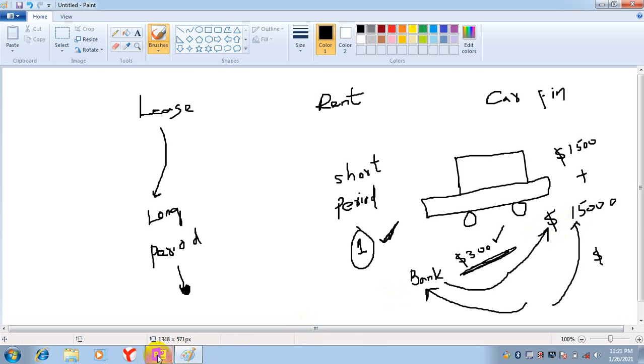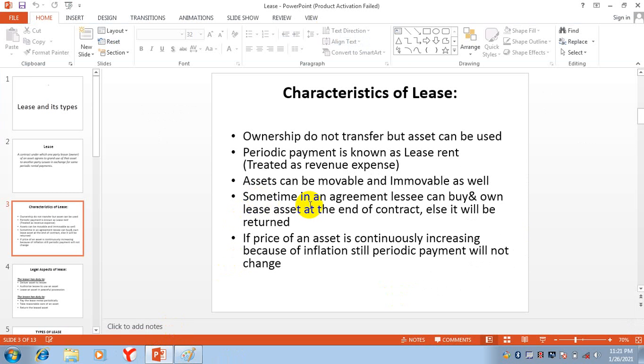Now here he's talking about this thing: sometimes in an agreement, the lessee can buy and own the lease asset. He's buying the asset and using the car, and at the end of the contract the car belongs to the customer. Else it will be returned, but in this case the car will not be returned.